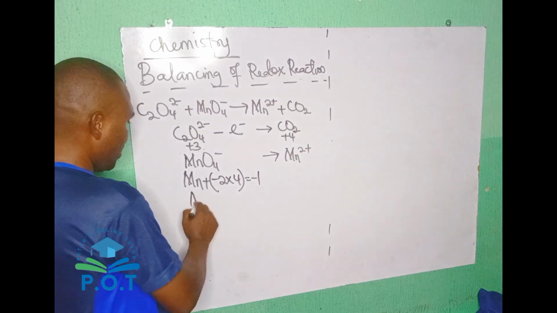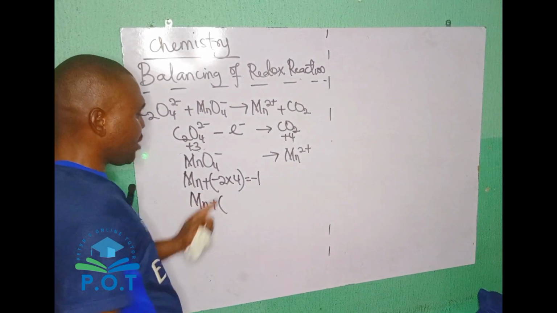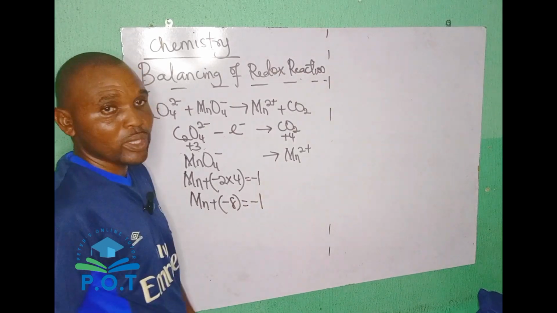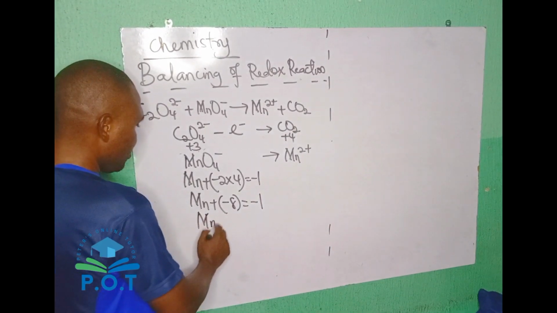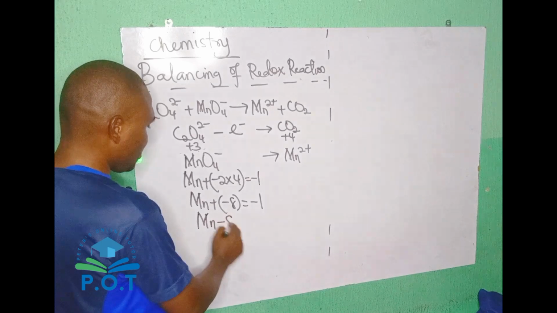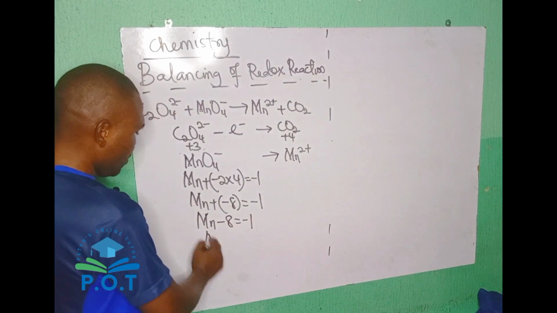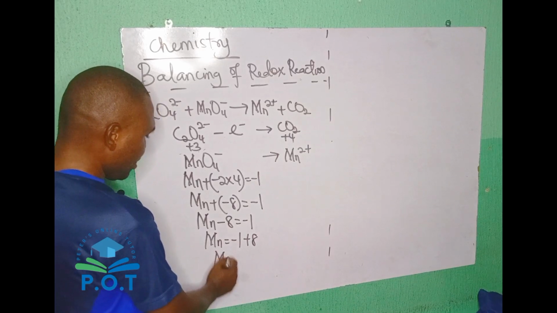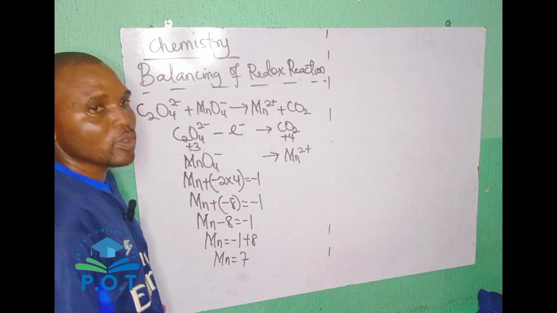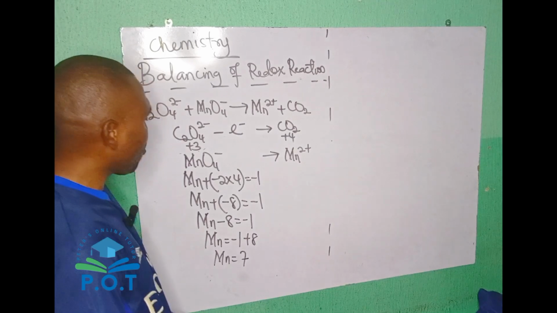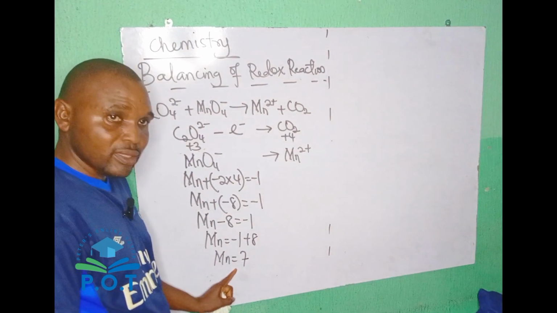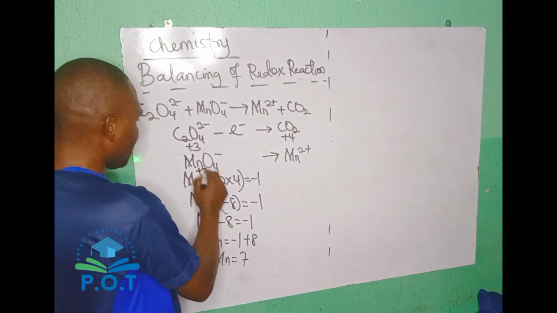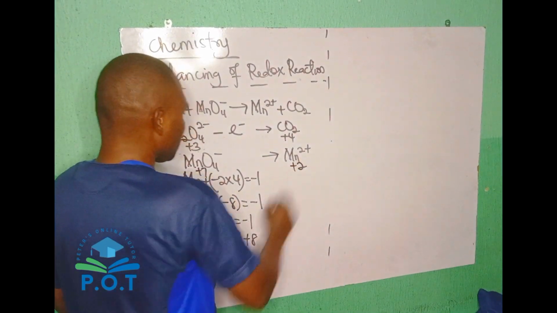Equals -1. So Mn plus -2 times 4 gives us -8, equals -1. So Mn equals -1 plus 8. Mn equals 7. So the oxidation number of manganese here is 7, and here it is plus 2. So I'm having here as plus 7 and here as plus 2.